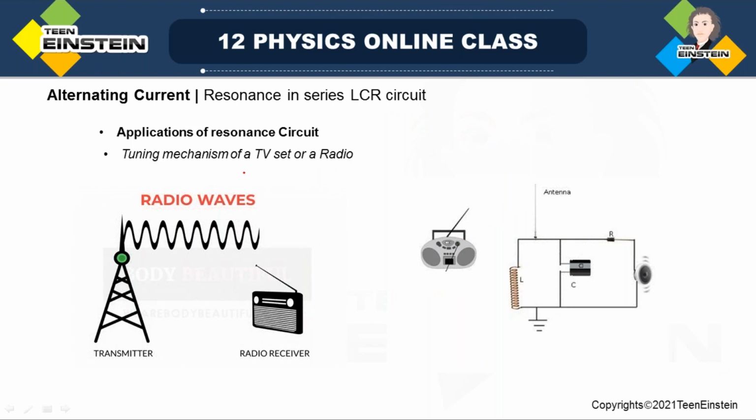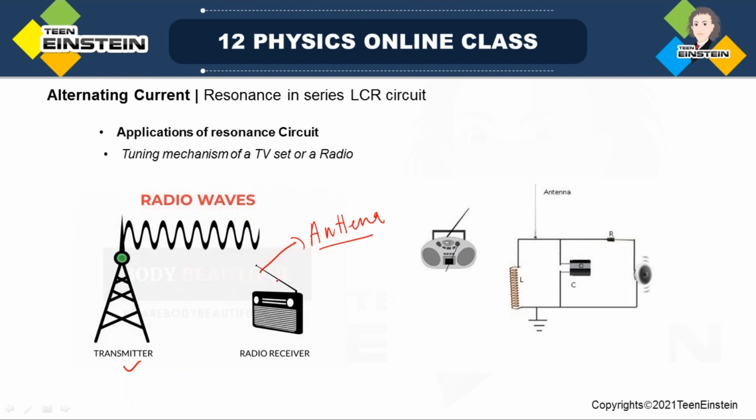So what happens actually? There are many radio stations, and they have their corresponding transmitters. Radio waves will be emitted by those emitters. This radio wave has to be accepted by the antenna.